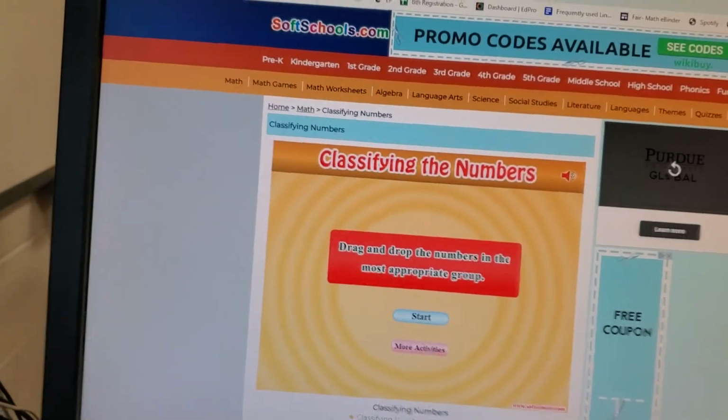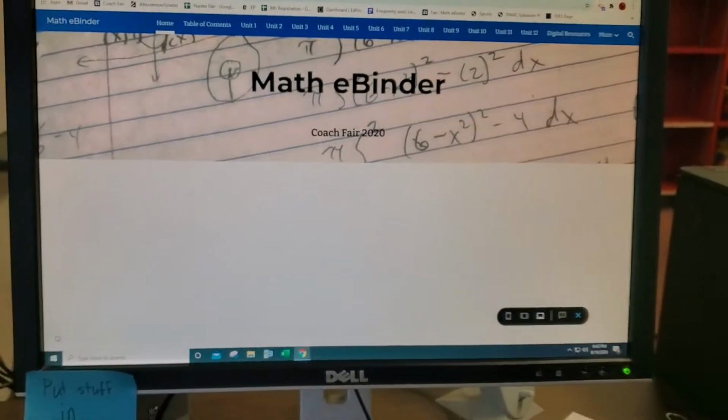Today we're actually going to get started on some math stuff. So we're going to go over some notes here, and I'm going to show you how we're going to be taking our notes for this semester. The first thing is we're starting an online binder that I will be sharing with you. Okay, it looks like this.